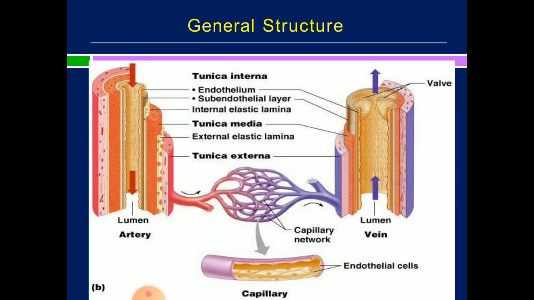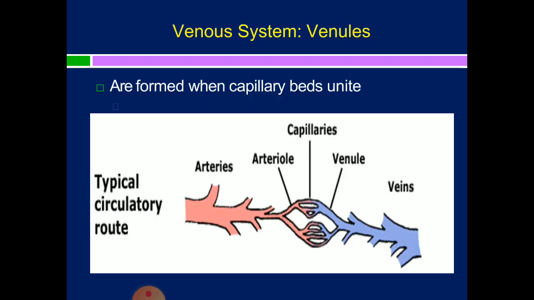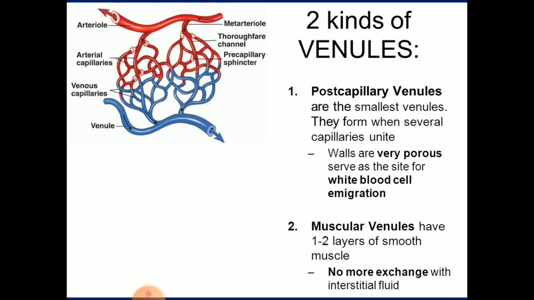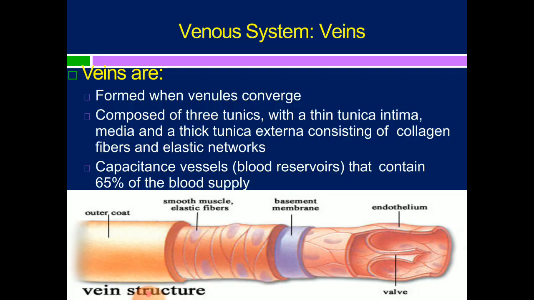Then this is again the basic structure of the blood vessels. Now the venous system. The veins are formed when capillary beds unite. There are two kinds of venules: post-capillary venules. These are the smallest venules and they form when several capillaries unite. The walls are very porous, serving as the site for WBC emigration. And we have the second type, that is your muscular venules, which have 1 to 2 layers of smooth muscles, and there is no more exchange with the interstitial fluid.